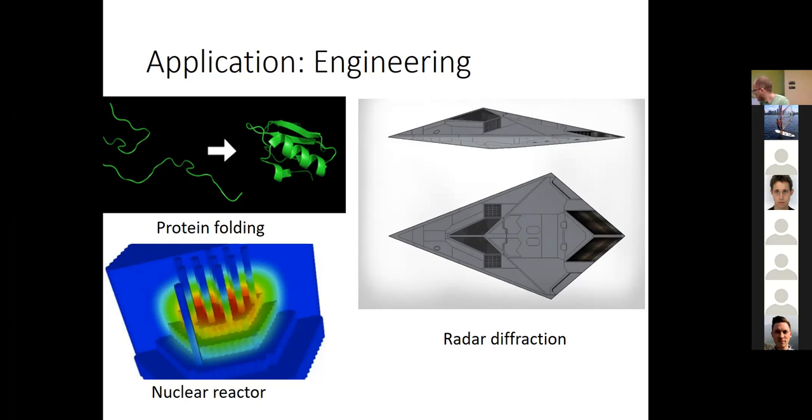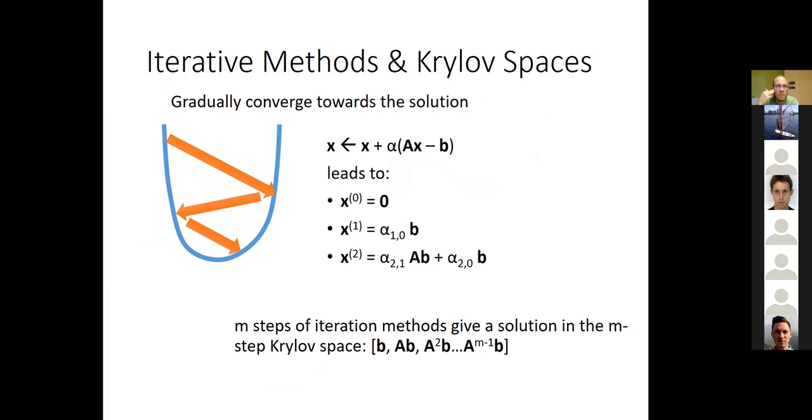So the method of choice in scientific computing for solving these large linear systems are iterative methods and Krylov spaces. The idea is actually very much like gradient descent, which we are probably more familiar with. And the idea is we gradually converge towards a solution. The picture on the left is typically how we explain gradient descent: we have some potential function, and we just gradually walk towards the bottom of it.